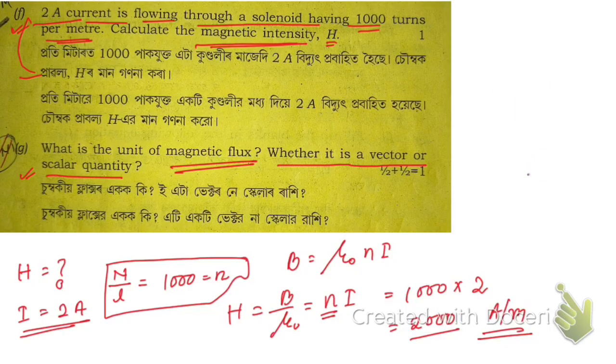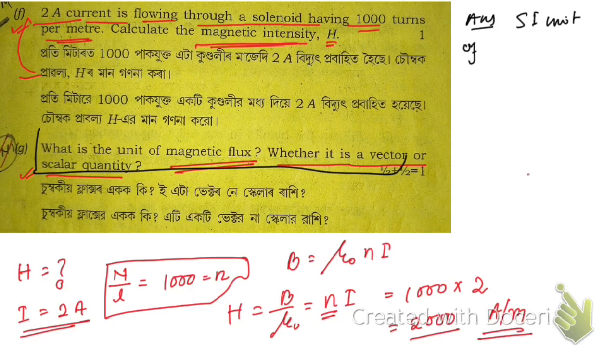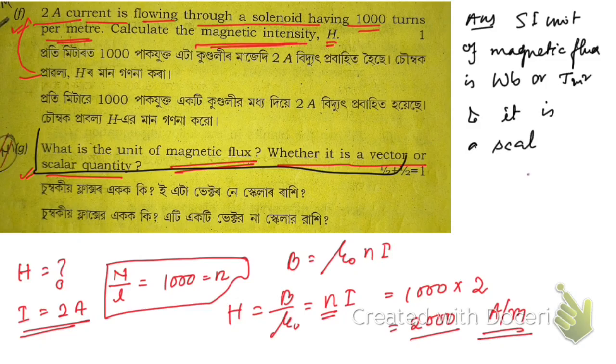Let me write the answer to this question completely. The SI unit of magnetic flux is Weber or Tesla meter square, and it is a scalar quantity. So that's the answer. Now let me take the next question.